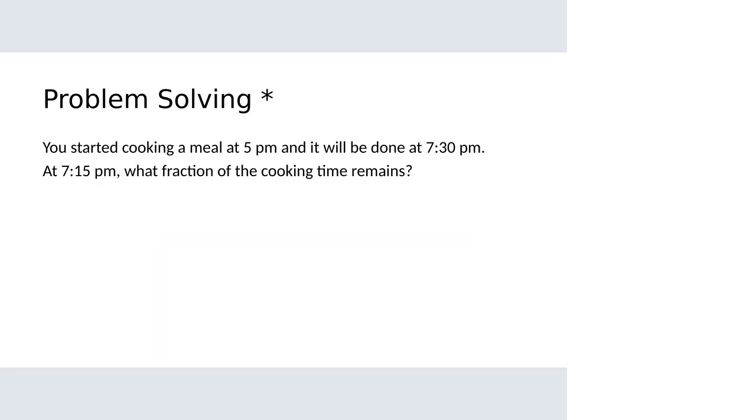All right, here goes. You started cooking a meal at 5 p.m. and it will be done at 7:30 p.m. At 7:15 p.m., what fraction of the cooking time remains? Because 7:15 is in there, we're going to want to cut this into 15-minute intervals. I'll stop after that and I'll set up a poll for you to try this one.